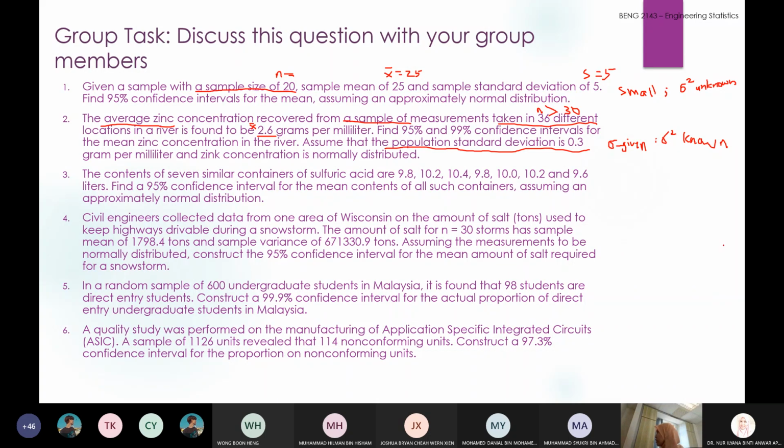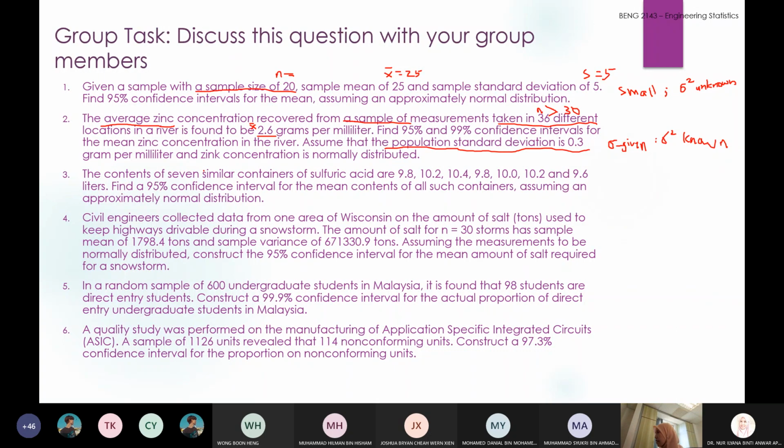So for the second one, the population standard deviation is given, so it leads to the known variance of the population. Okay, now let's try number 3. We won't go through all of them, but let's go for number 3.